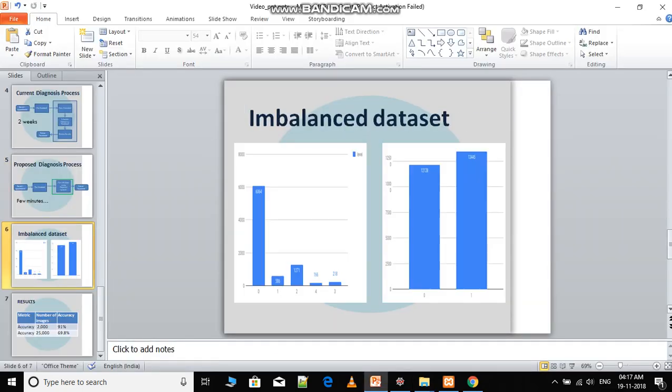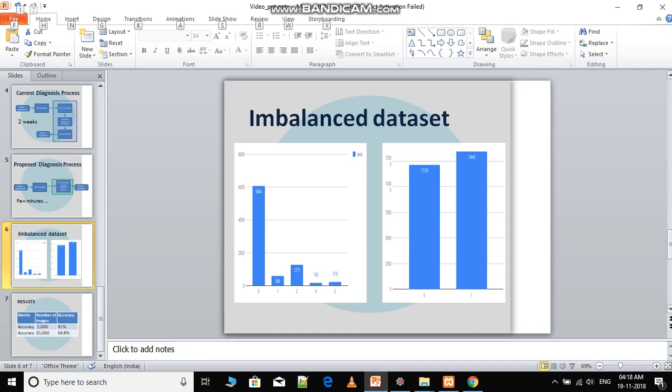This dataset was initially imbalanced. The number of images that showed negative signs of DR were way more than the number of images which showed positive signs of DR. Hence, the first process in training our model, in pre-processing our dataset, was to balance the dataset. And we did so by rotating the images that showed the positive signs of DR.